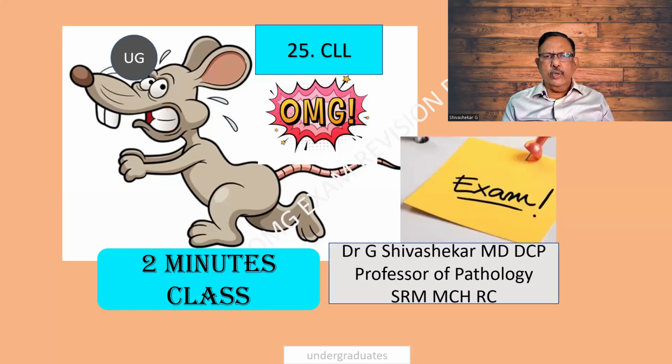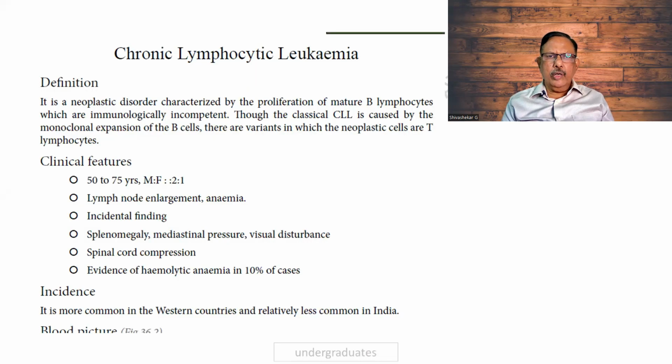Now, I shall go to the next class. CLL, chronic lymphocytic leukemia. Always, the word chronic means mature cells are present. Acute means there is a maturation arrest. Chronic lymphocytic leukemia can be a disease of either the B lymphocytes or the T lymphocytes. As a result, though there is an increase, they are all immunologically incompetent. The patient can be prone to infections.